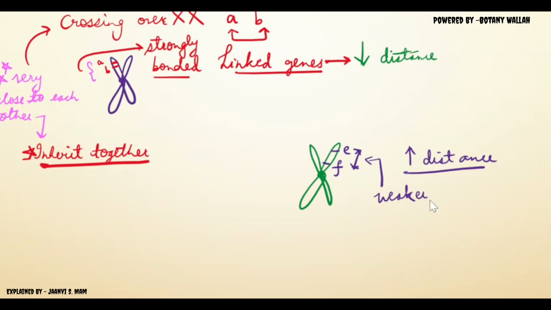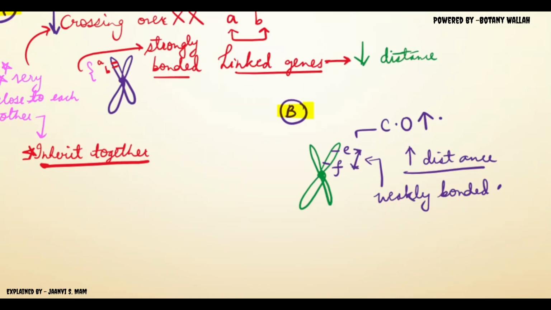If they are weakly bonded, then the rate of crossing over will be maximum, or you can say the percentage of crossing over will be more. Here the crossing over will be higher, and on this side it will be least or won't occur at all. So these are the two concepts, you can say part A and part B conditions, and both are different.